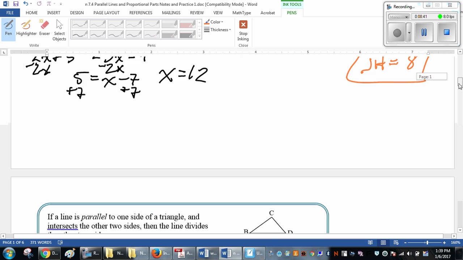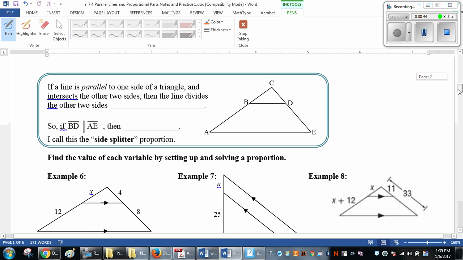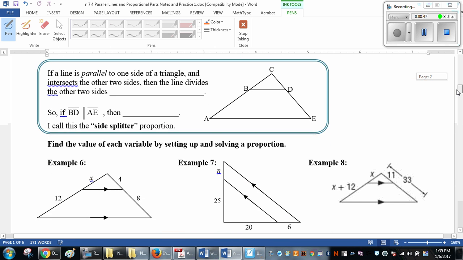All right. Pause it, go back if you need that example longer, if you need to play that again.